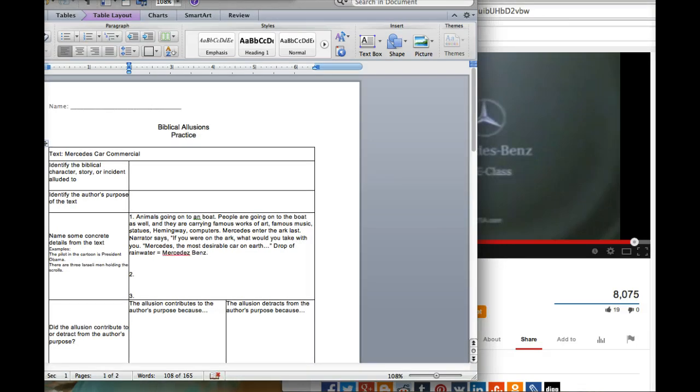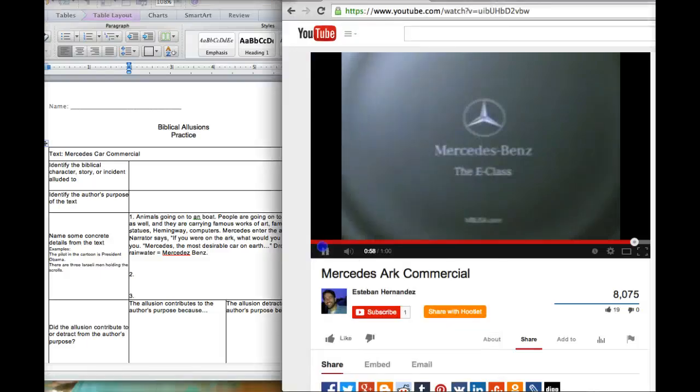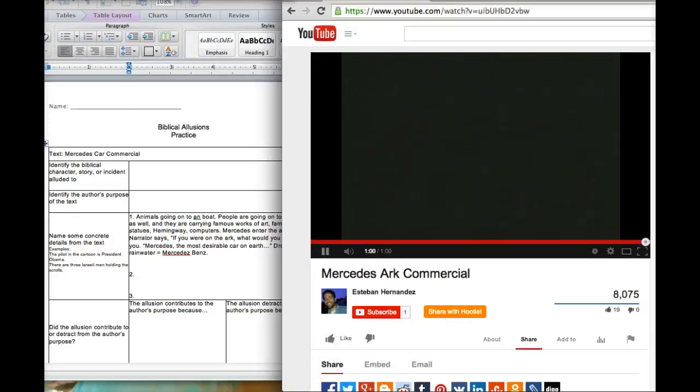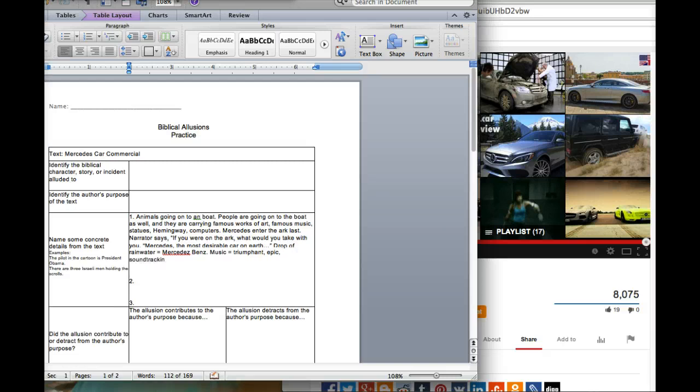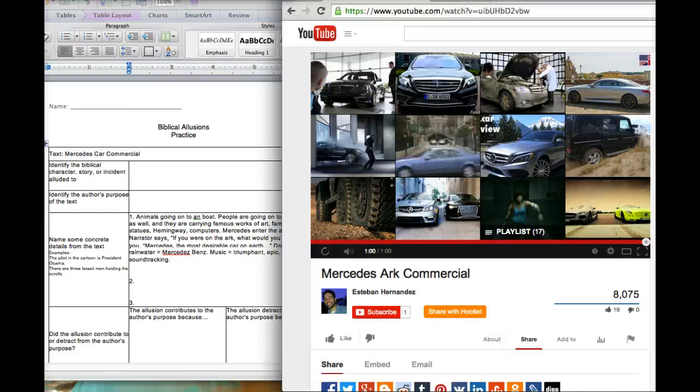So there's how you write concrete details down. You just tell me what you see. Let's see if anything else is on there. Notice the music is almost this triumphant, epic sort of soundtracky type music. It's not jazz, it's not hip hop, it's not whatever else. It's this really classic type music. So those are some of the concrete details you can write down.